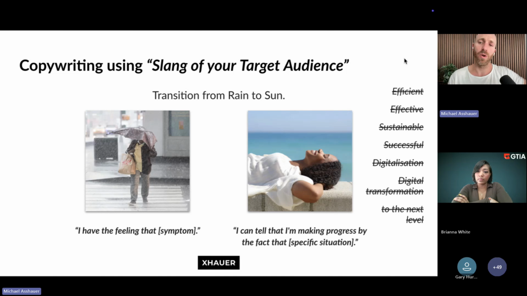Don't use words like efficient, effective, sustainable, successful, digitalization, transformation, to the next level, and all the stuff that you see in other ads all day long. We are kind of blind to that. Just use the symptoms and the specific situations in their exact wordings, how they would describe it to us, to their families, to colleagues, etc.